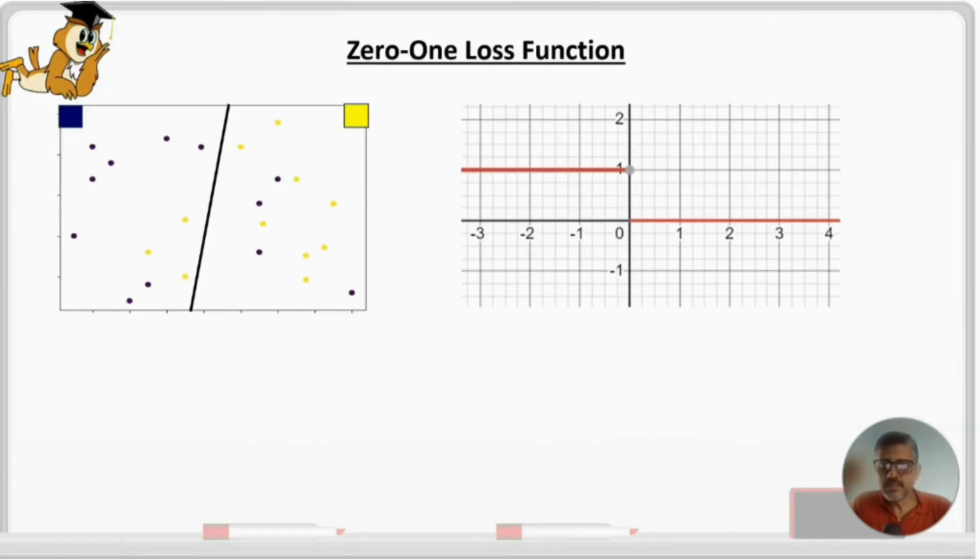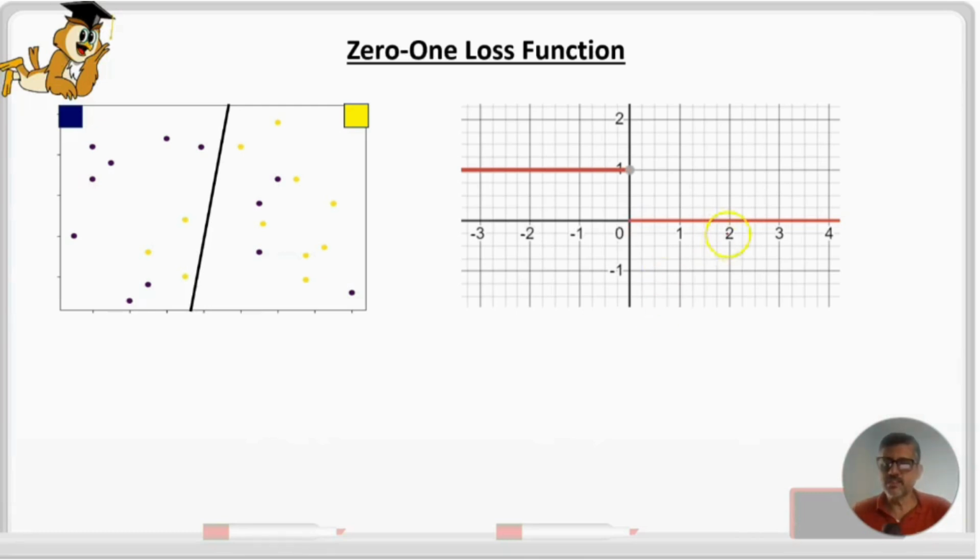So let's try to answer that question. Is the 0-1 loss function a good error metric to be using? That's the question, right? It sounds pretty logical. Is it a good one to use for our problem? So the 0-1 loss function looks like this.